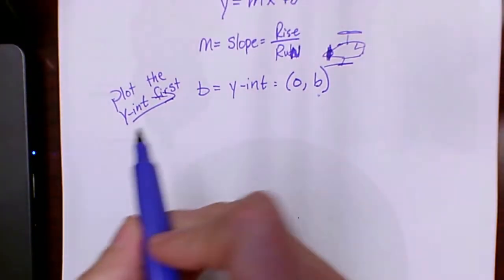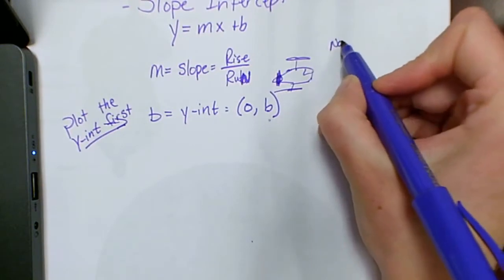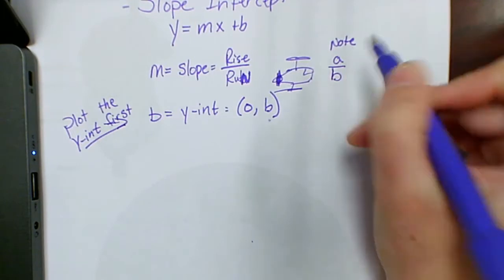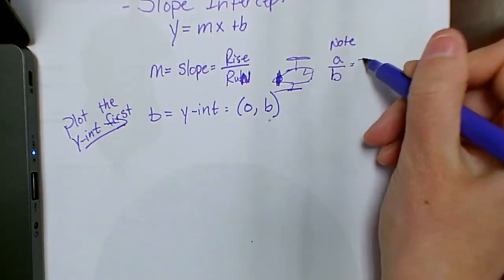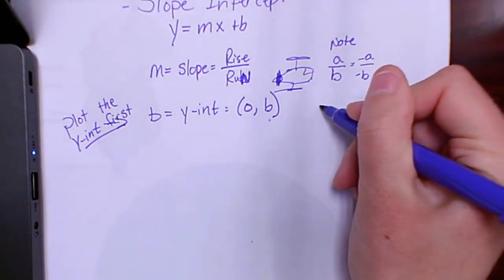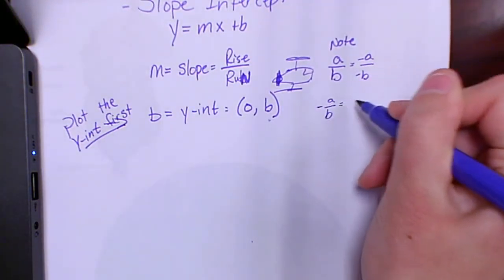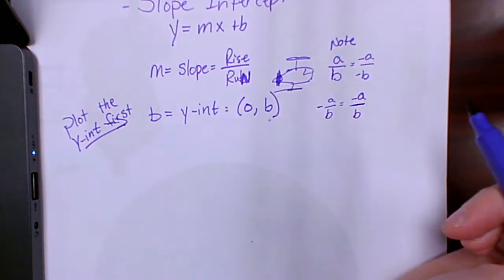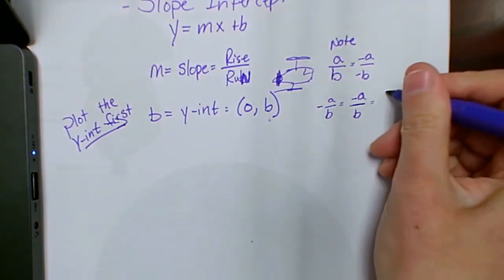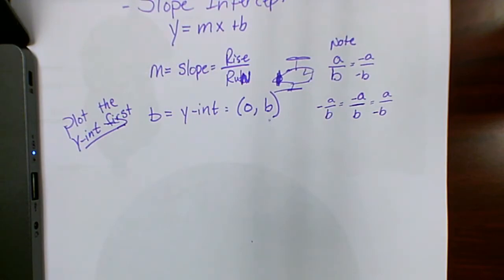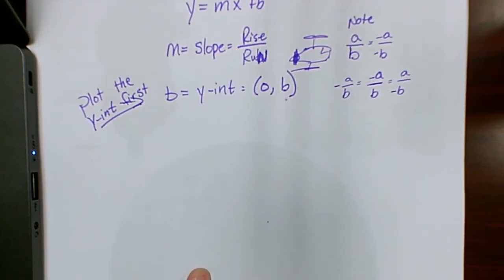With your slope, note that if you have a over b, you're going to go up and then right, but the opposite of that is down and then left. And with our negative out in front, you can place that in the numerator, which would be down, then right. Opposite of that is up, then left. So that negative can go in the numerator or denominator, and you can perform the opposite operations.